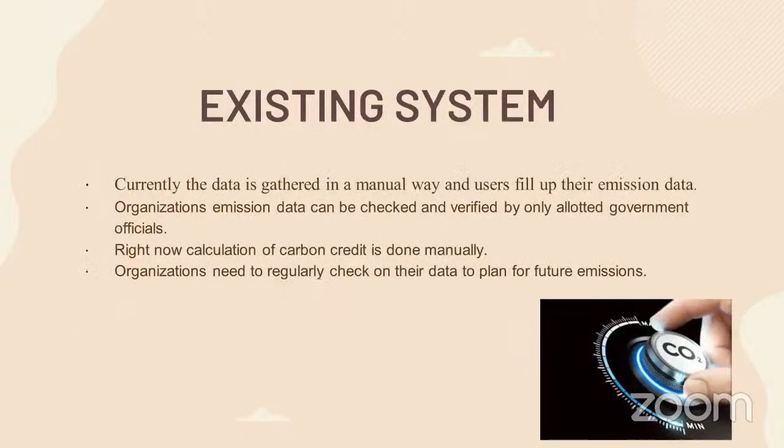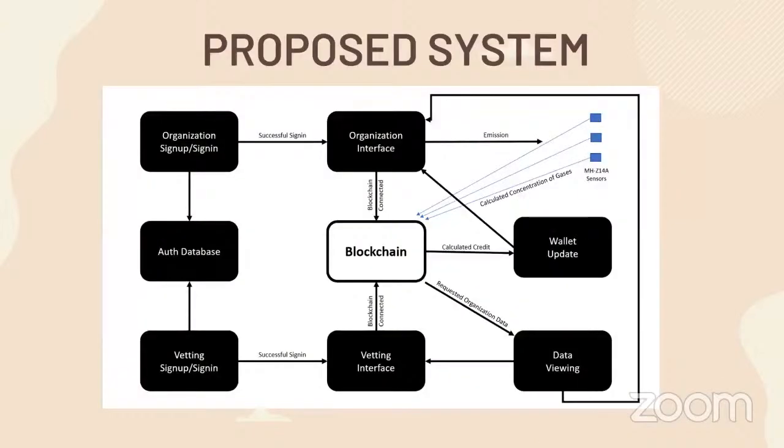So in our existing system here, we saw that currently the data is gathered in a manual way and users fill up their emission data. The organization emission data can be checked and verified only by allotted government officials. Right now, the calculation of carbon credit is done manually. The organization needs to regularly check on their data to plan future emissions. So here is our proposed system.